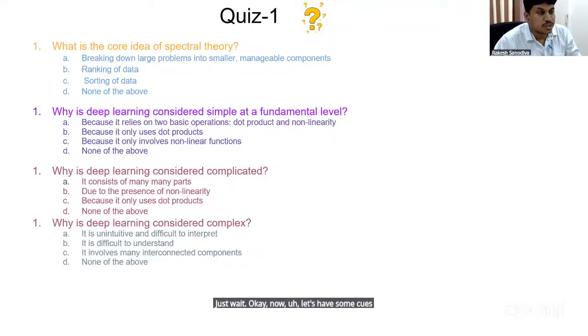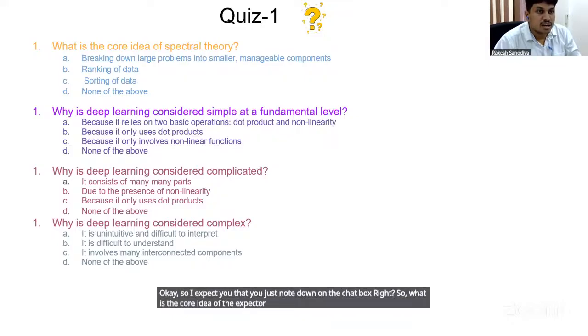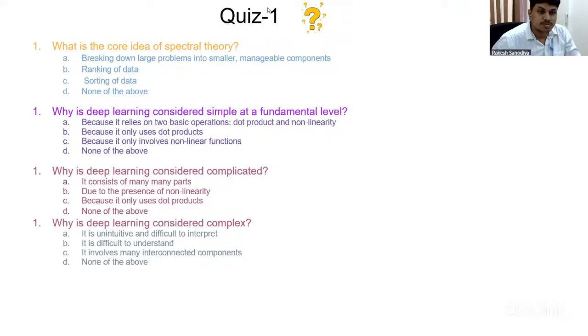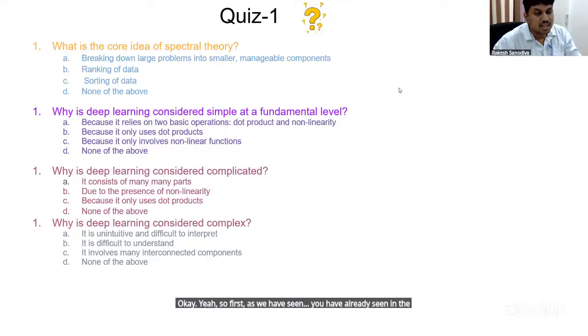So, simple questions here. I expect you to note down the answers in the chat box. What is the core idea of spectral theory? Can anybody give the answer? Yes, as you have already seen in the definition, it is breaking down large problems into smaller and manageable components.